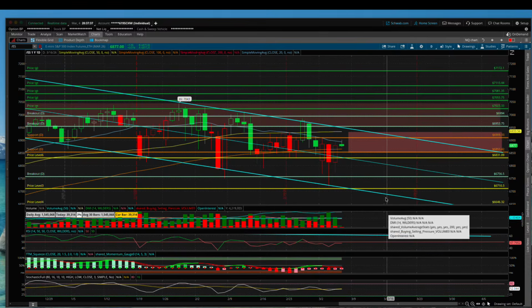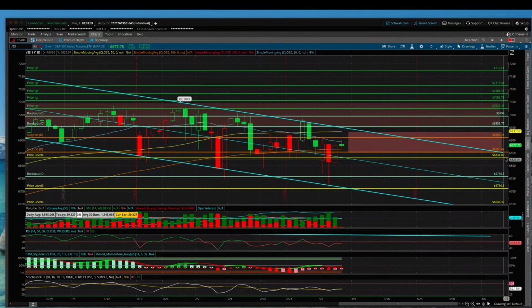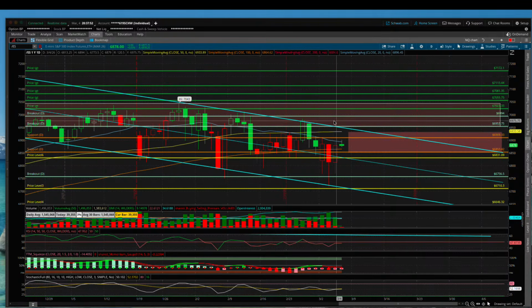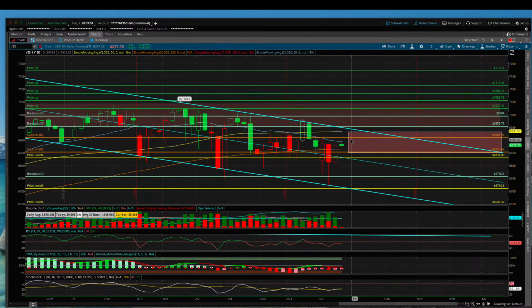Now we see 68.30 is right here, support. We do have 68.50 has some good support here. So we've got to see what holds, 68.30 to 68.50. Okay, I put these as red because of the downtrend. This red area is where we want to buy puts. That's why I bought puts today.